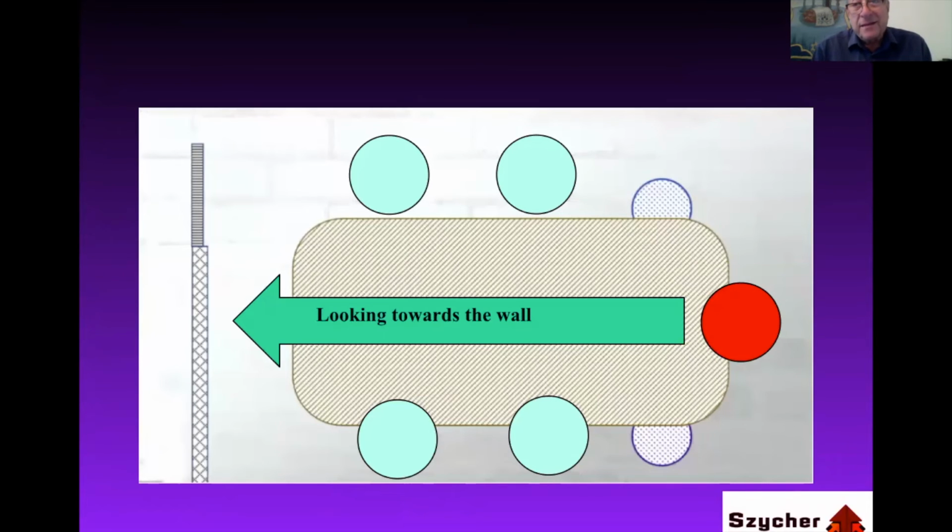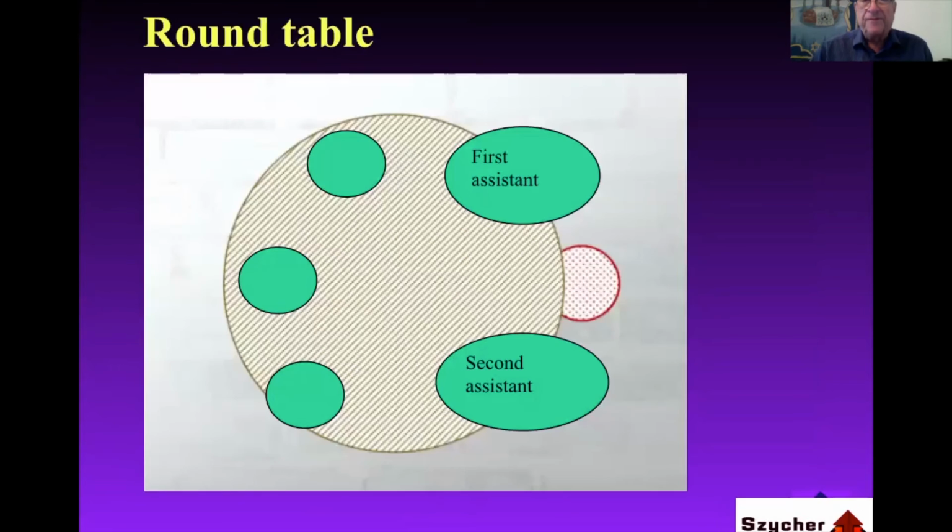The other thing that is important is that if you are the leader, you should be looking towards a wall. Let's say that there is a window that you can see people coming in and out. Let's say that that window is part of also a door, so you can see people coming in and out. It is important for you as the leader to be looking towards the wall.